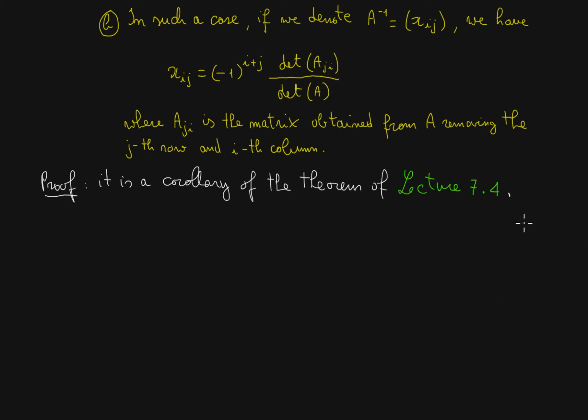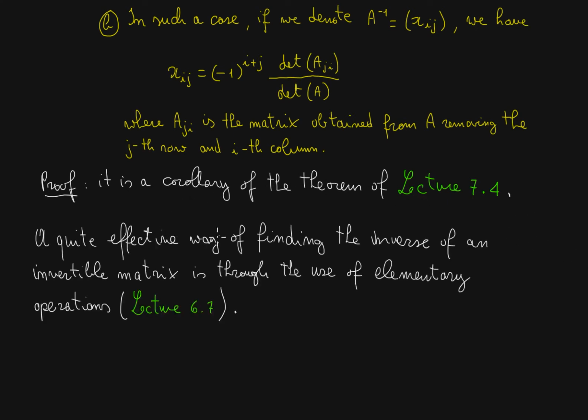Now, there is another way of finding inverses of matrices, and this second way, which is very effective, uses elementary operations. So a quite effective way of finding the inverse of an invertible matrix is through the use of elementary operations that we introduced in lecture 6.7. That is the concept of elementary operations.